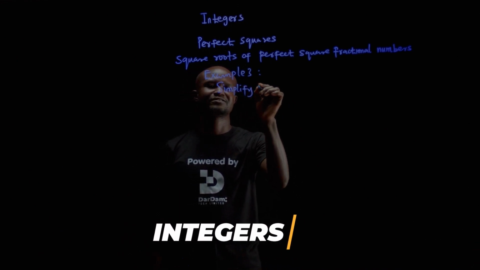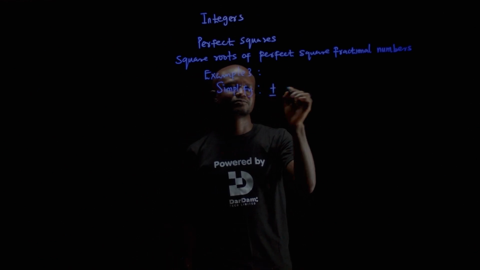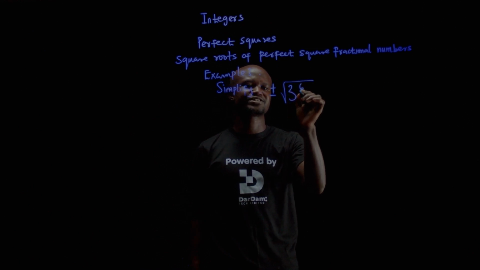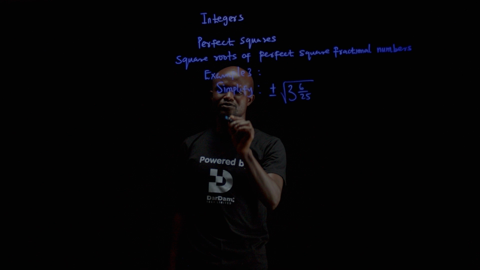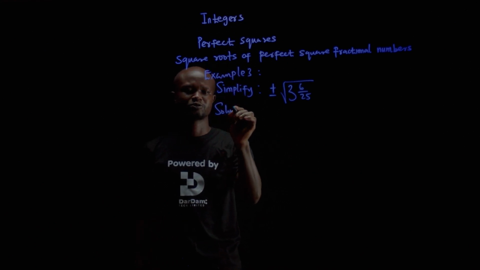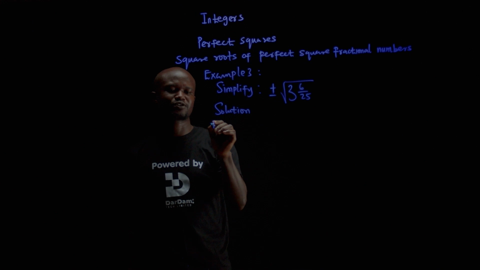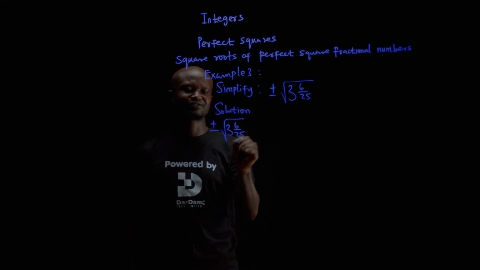Simplify plus or minus the square root of 3 whole number 6 over 25. Solution. We have plus or minus the square root of 3 whole number 6 over 25.